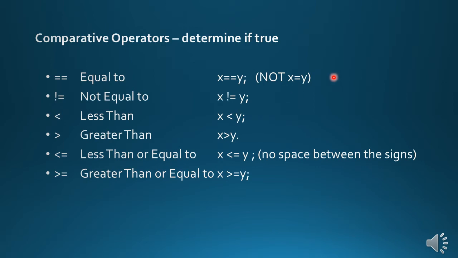Not equal, if you're not familiar with that, is exclamation point equal. And then the rest of them look pretty much like you've seen in math. I do want to point out to you here, if you're using the greater than or equal to or less than or equal to signs, there is no space between the signs. So it's greater than equal with no space, or less than equal and no space.